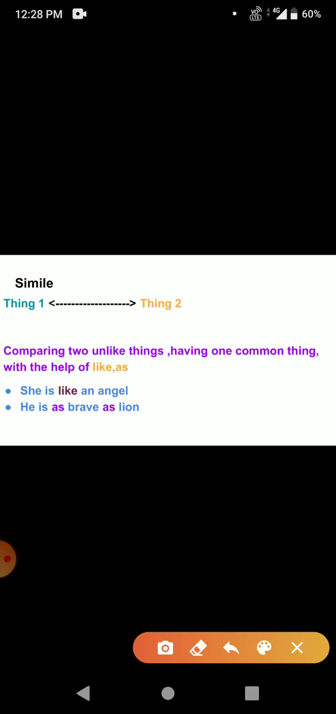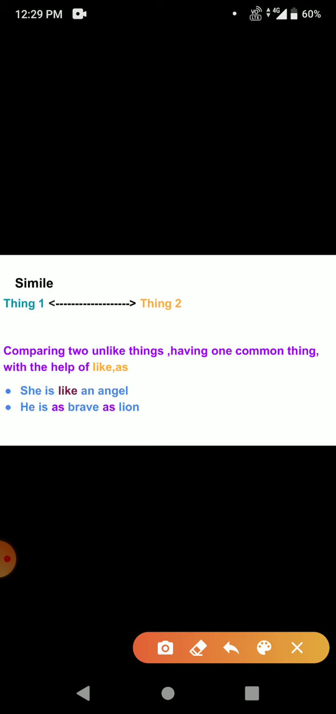So this is simile. In the comparison between two different things, he and the lion, what is common between these two? What is common between him and the lion? That is bravery. He is brave and the lion is also brave. So the common thing between these two is bravery.